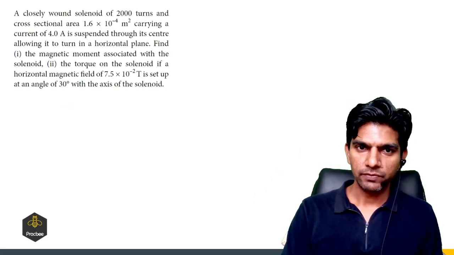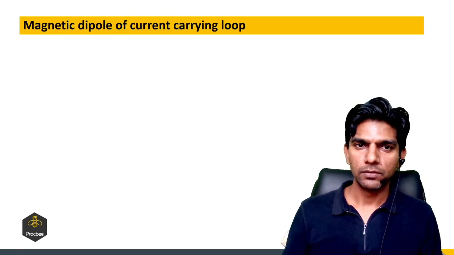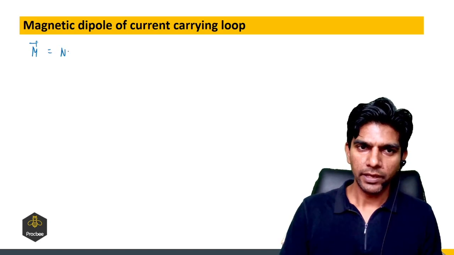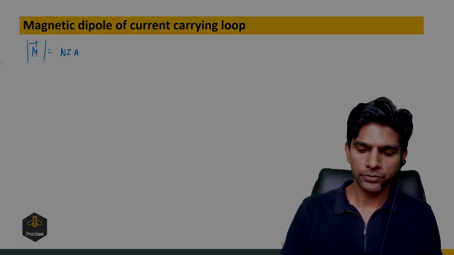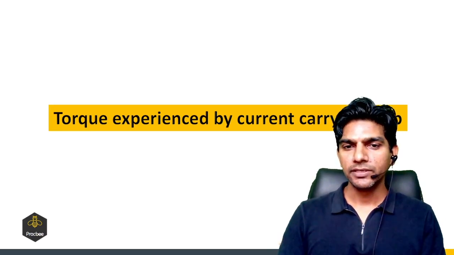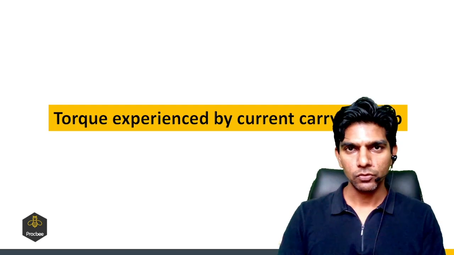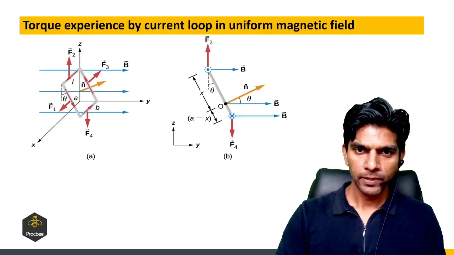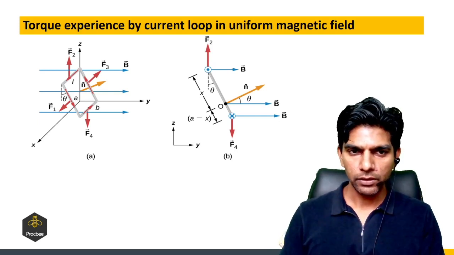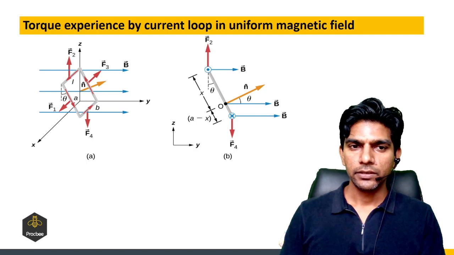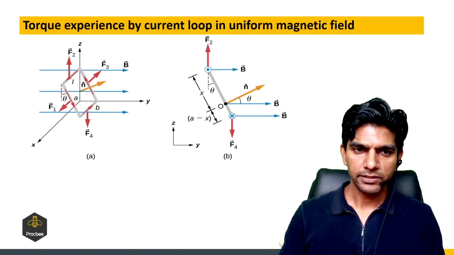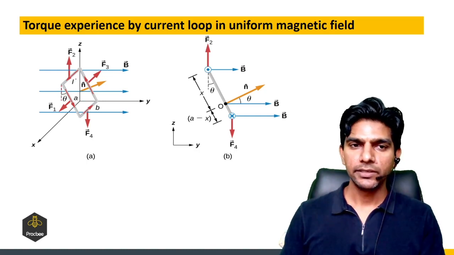Okay, right. So we have seen the magnetic dipole moment of a current carrying loop. The formula will be N I A, its magnitude. So now we have understood what the magnetic dipole moment is. Now let us see what is the torque experienced by a current carrying loop placed in a uniform magnetic field. So we have a diagram where there is a rectangular loop, and its plane is making an angle of theta with the xz plane, and this loop has a current I.